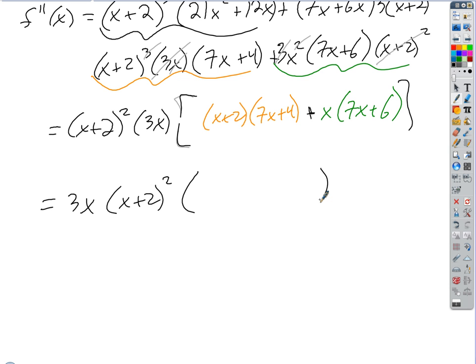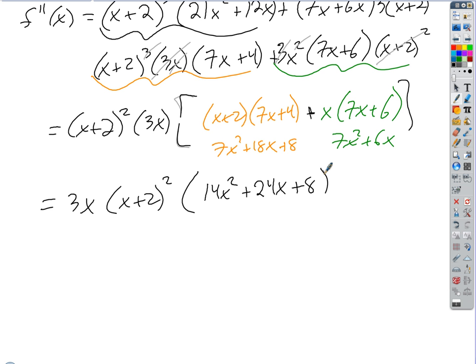If we distribute this, this whole thing is going to become 7x squared plus 4x plus 14x, so plus 18x plus 8. And this whole thing is just going to become 7x squared plus 6x, right? So then we get 14x squared plus 24x, yeah, plus 8, right? And I guess we could take an additional 2 out of that if we wanted to.